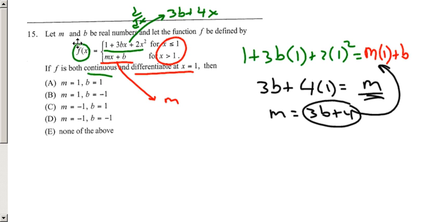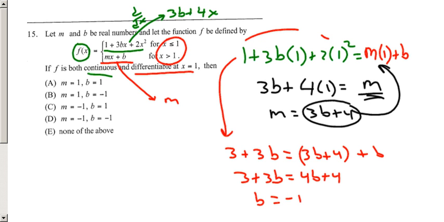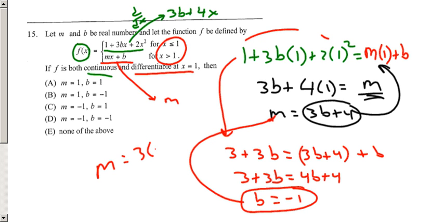Simplifying the top, adding these, we have 3 plus 3b equals 3b plus 4, that's our m value, plus b. Straight up linear equation. Let's see, we have 3 plus 3b equals 4b plus 4. Moving things over, we have b equals -1. And putting that value in for m, we have m equals 1. So m must be 1 and b must be -1. So our answer is B.